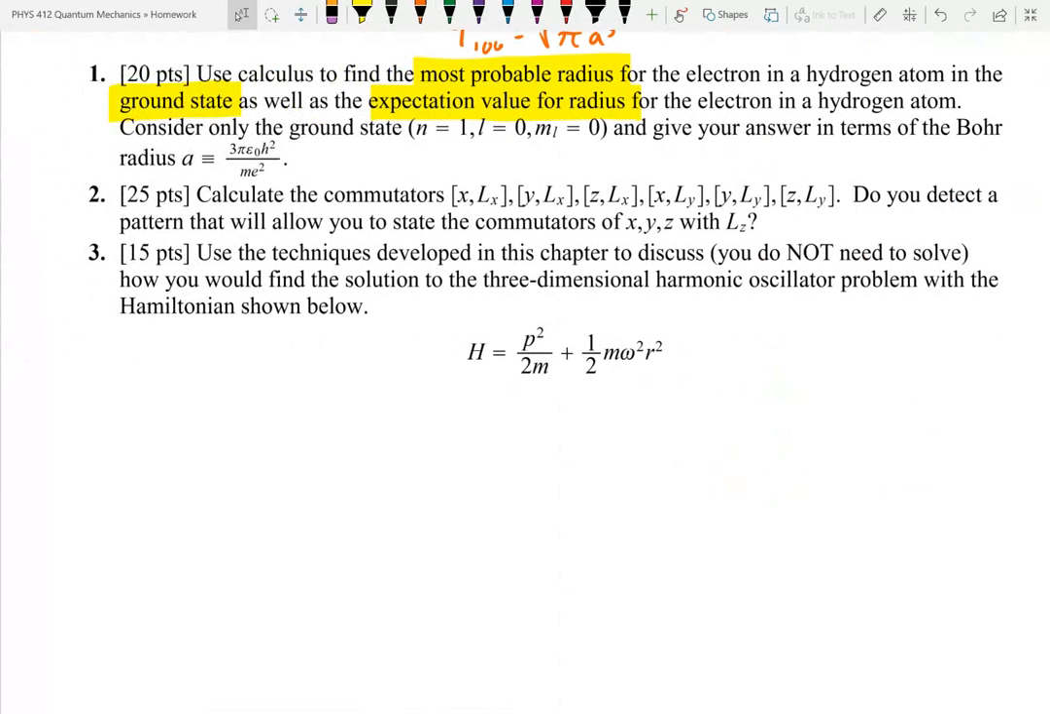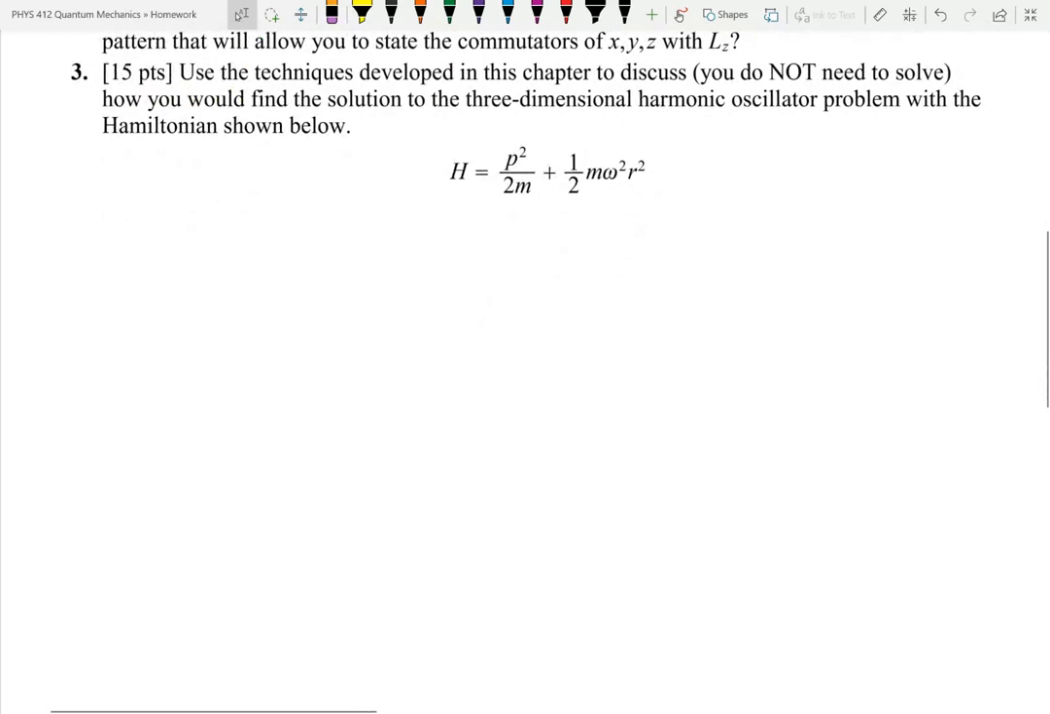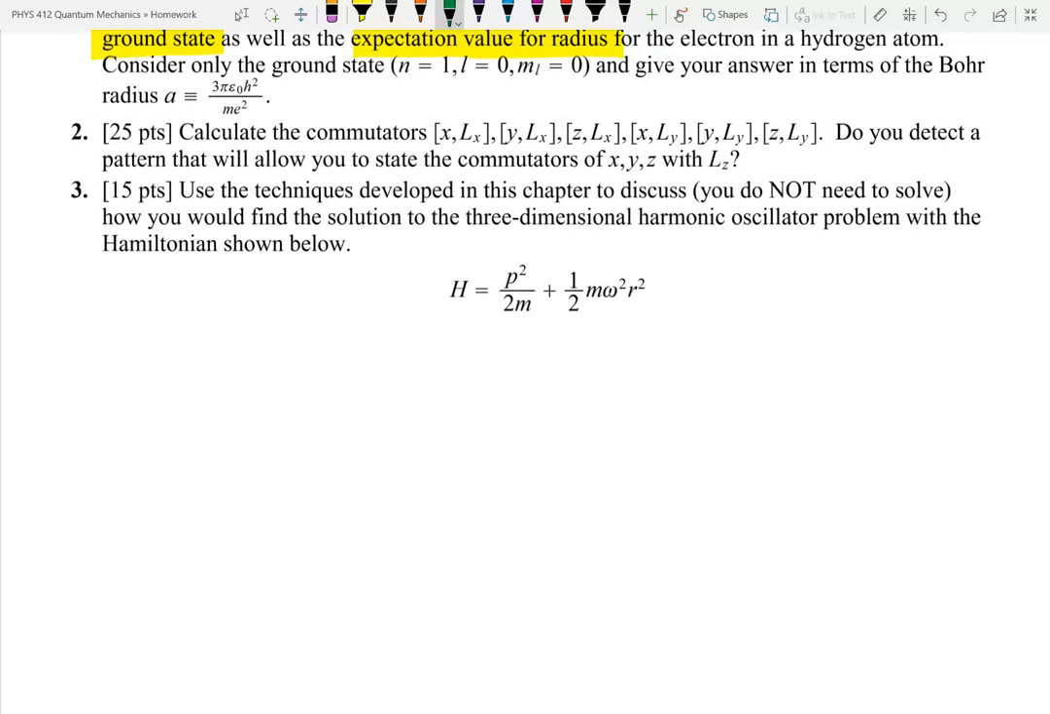Number 2, calculate the commutators. Yep, have fun. I've done half of them already in class, right? And for all of these, you're not going to have to invoke psi because you're never going to get to the point of having to calculate a new commutator. You're just going to expand and say, oh, I have a commutator of these. Well, I already know that answer. I have a commutator of these. I already know that answer. And so you don't have to there.